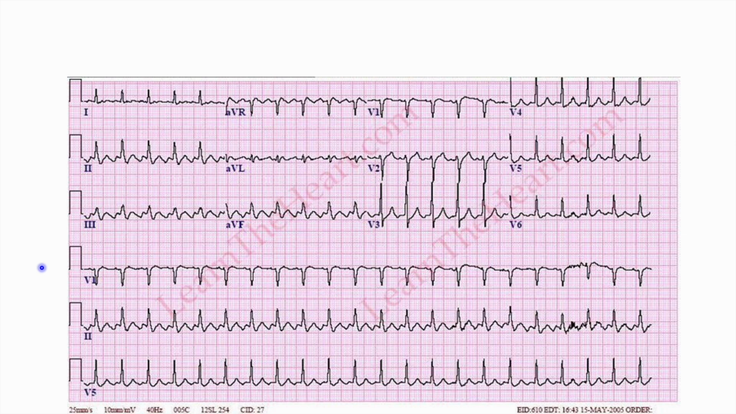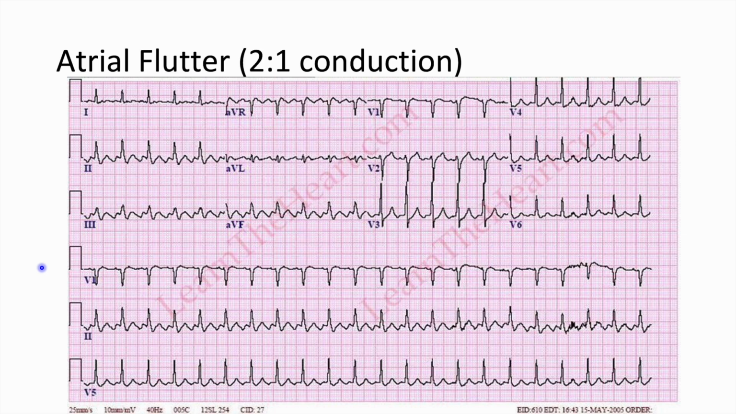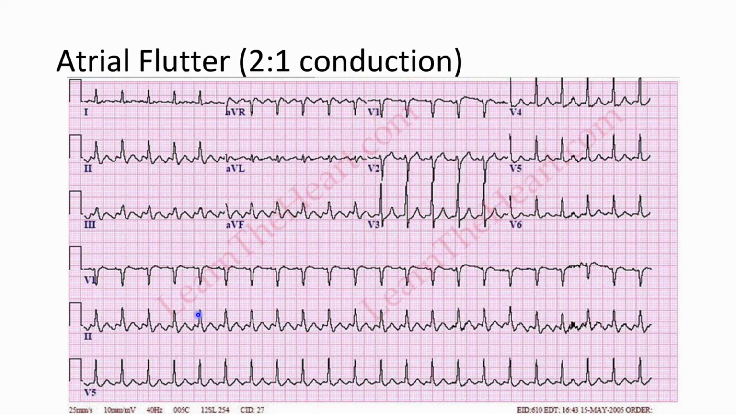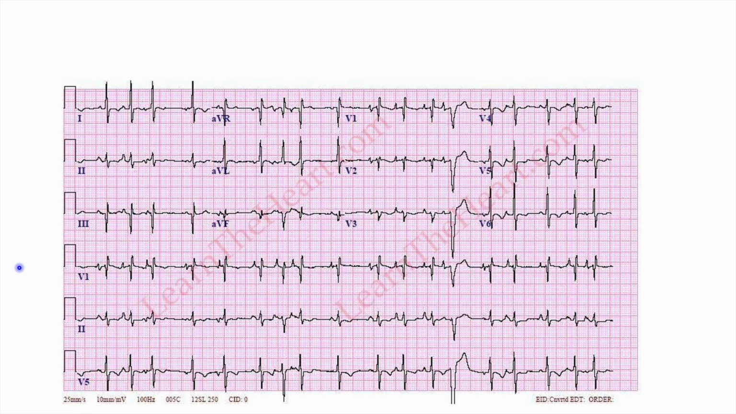How about this one? 3, 2, 1. This is atrial flutter with a 2-to-1 conduction. So this is the same thing we saw before, but we're having 2 spikes between each QRS complex. So you still have this sawtooth pattern that you can see here, but there's only 2 between each one. So we're looking at the same thing, just more sawtooths between. All right, take a look at this.